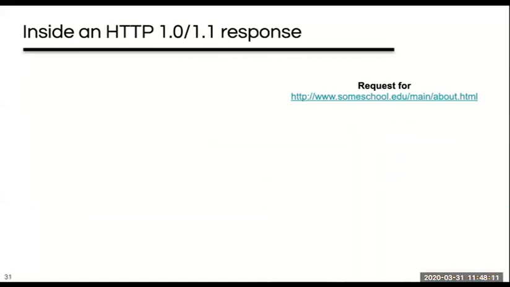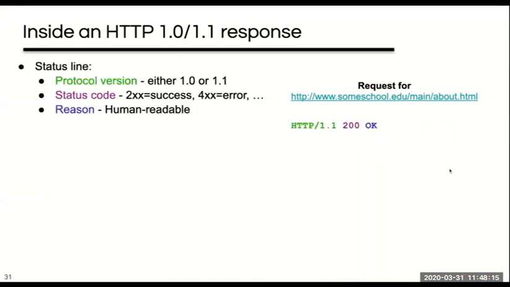So now let's look at the response for this request. It starts out with a status line. This tells us the protocol version that the server used. It also gives us a status code, which is a 3-number code that tells the client if the request was successful or whatever. And then it gives a human-readable reason for the status code. In this case, we see a 200, which means everything was fine, and the reason was OK.